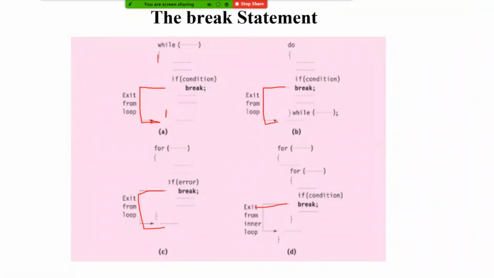So here, as I told, there is a nested for loop. In a nested for loop, if you give a break inside the inner for loop, listen here, the control will be exiting only from the inner for loop.